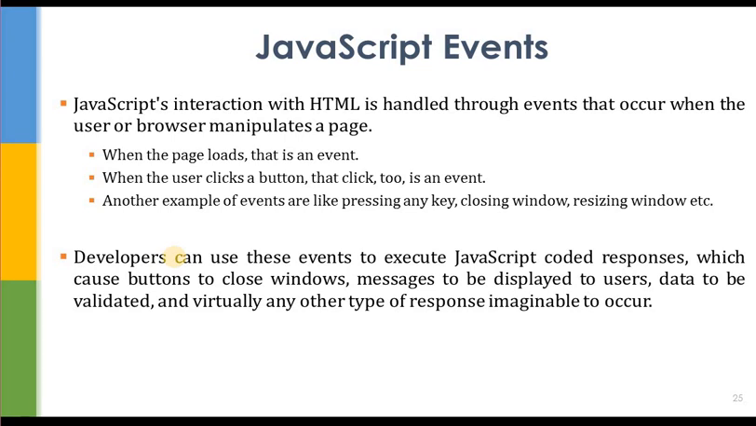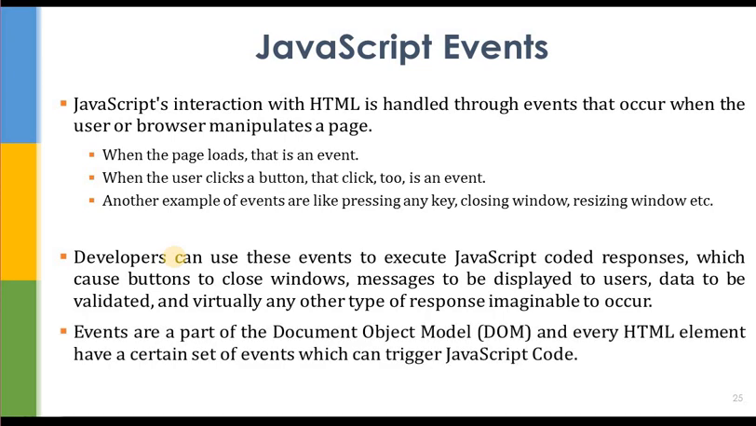Developers can use these events to execute JavaScript coded responses, which cause a button to close windows, a message to be displayed to users, and data to be validated, and virtually any other type of response imaginable can occur using these events. In this session we are going to handle these events. For example, if this event occurs, then I want this task to be performed, like that.